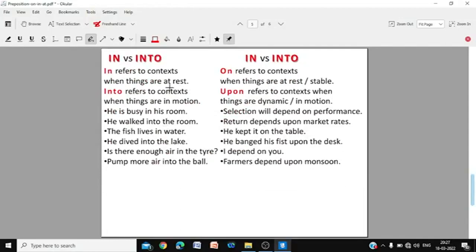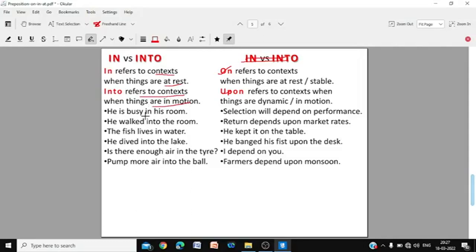And lastly, we will consider two special cases: on versus upon. The heading was a mistake. In refers to contexts when things are at rest. Into refers to contexts when things are in motion.